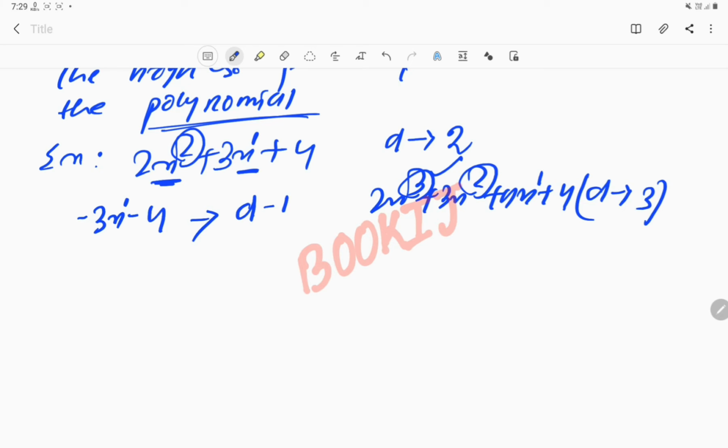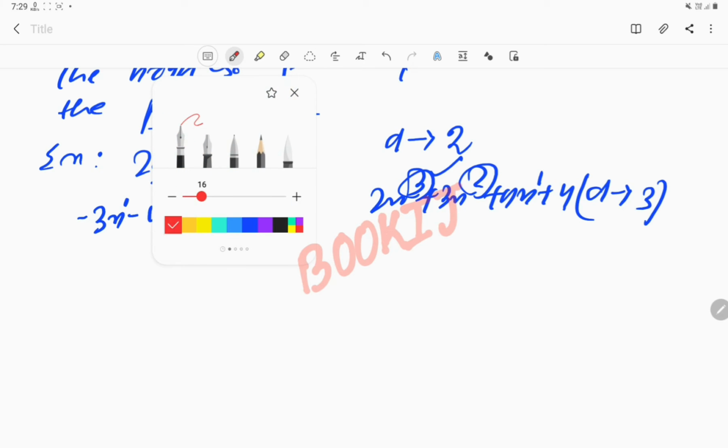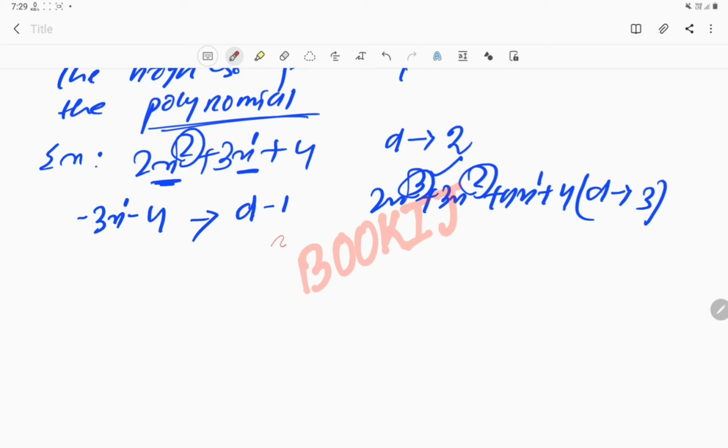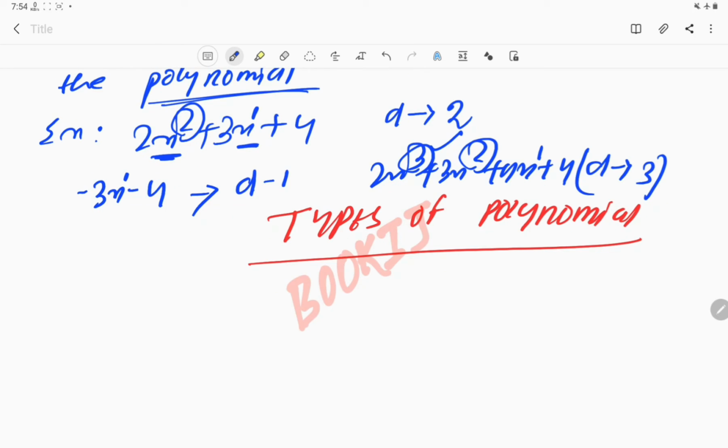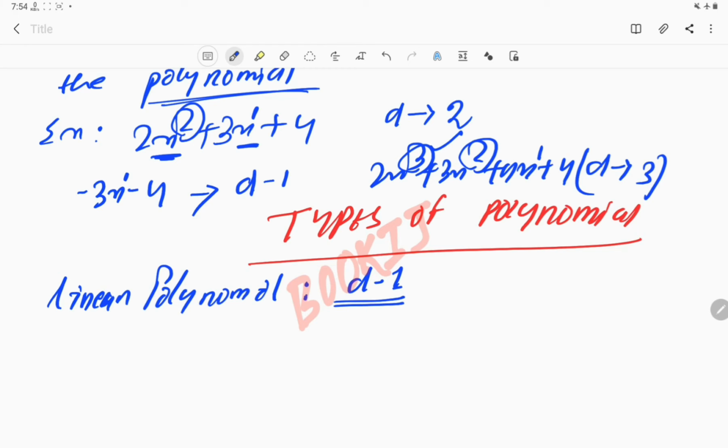Now after degree of polynomial, let's see how many types of polynomials are there. Next is your types of polynomial. The first type of polynomial is your linear polynomial. And the statement is the polynomial with degree 1 is known as your linear polynomial.